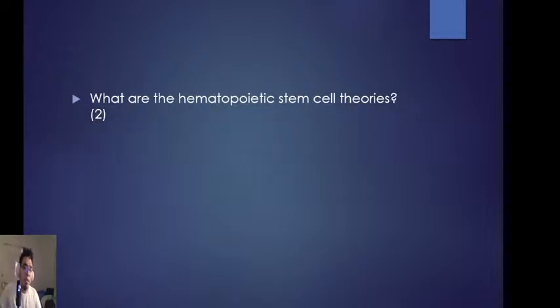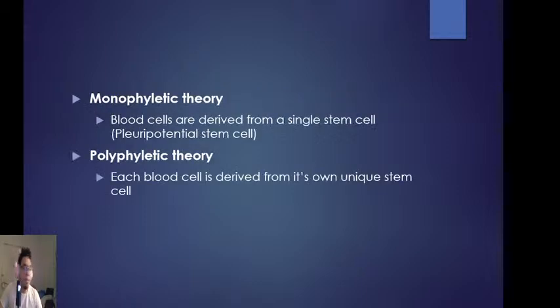Hematopoietic stem cell theories. This one is something that you need to remember because this was asked in a question bank in the ASCP boards, in the ASCP certification exam. All right. So we have two types of stem cell theories. We have what you call the monophyletic and the polyphyletic theory. So monophyletic theory is defined as this: blood cells are derived from a single stem cell. They become pluripotent or pluripotential stem cells. Okay? Polyphyletic theory, each blood cell is derived from its own unique stem cell. All right?